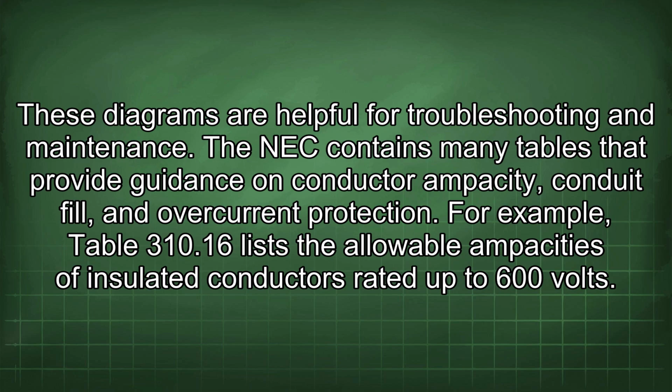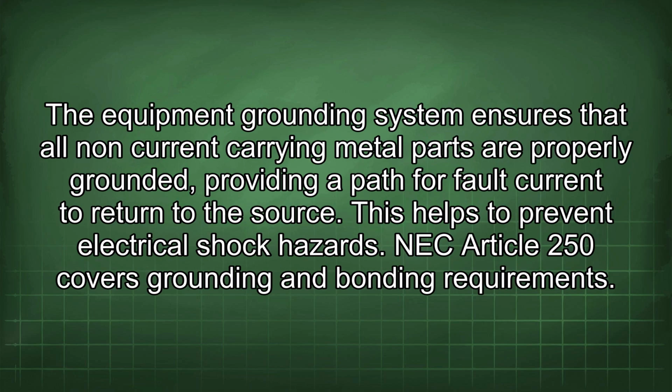The NEC contains many tables that provide guidance on conductor ampacity, conduit fill, and overcurrent protection. For example, Table 310.16 lists the allowable ampacities of insulated conductors rated up to 600 volts. The equipment grounding system ensures that all non-current carrying metal parts are properly grounded, providing a path for fault current to return to the source. This helps to prevent electrical shock hazards. NEC Article 250 covers grounding and bonding requirements.